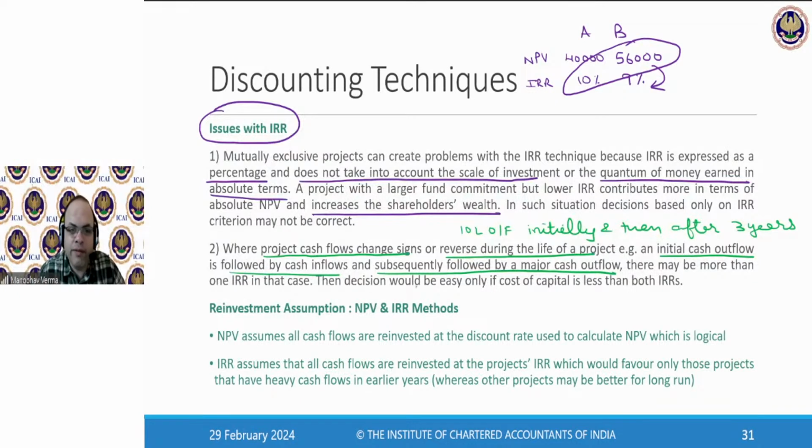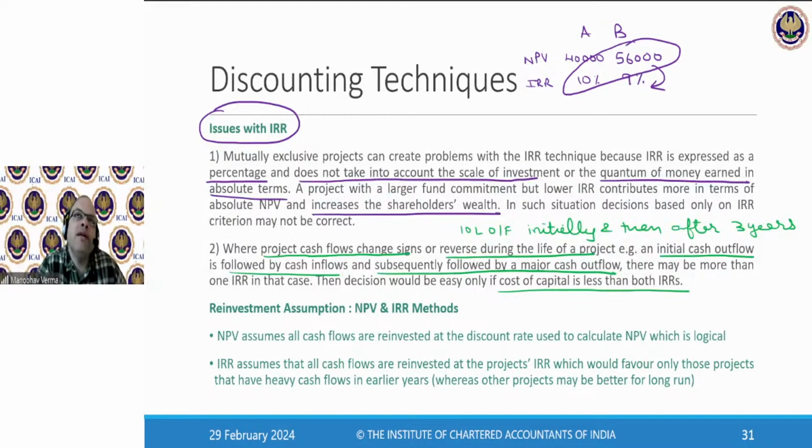And then, of course, we have to consider whether the cost of capital is more or less than both the IRRs. So this is a very, very tricky situation. We will talk about how to tackle these situations. Right now I'm just discussing what could be the issues with IRR. We will discuss how we tackle this.